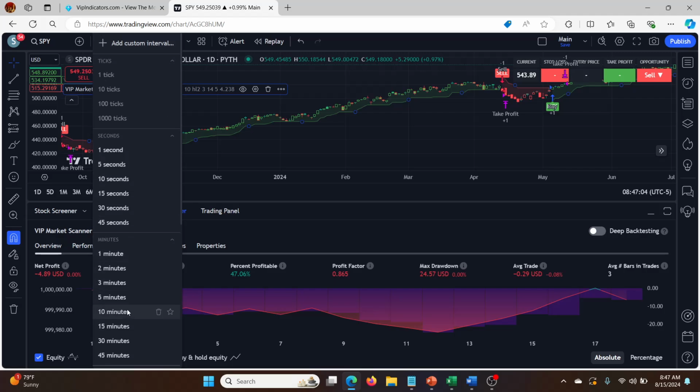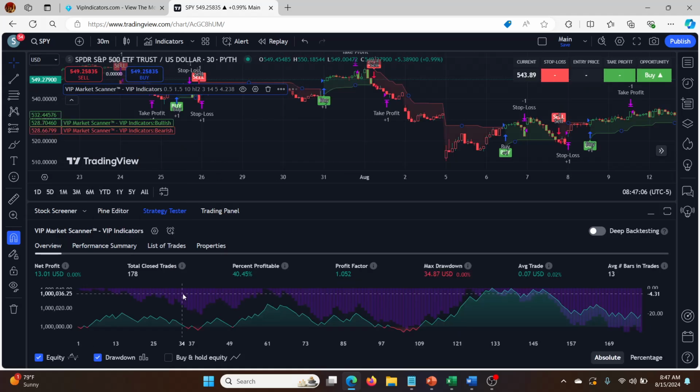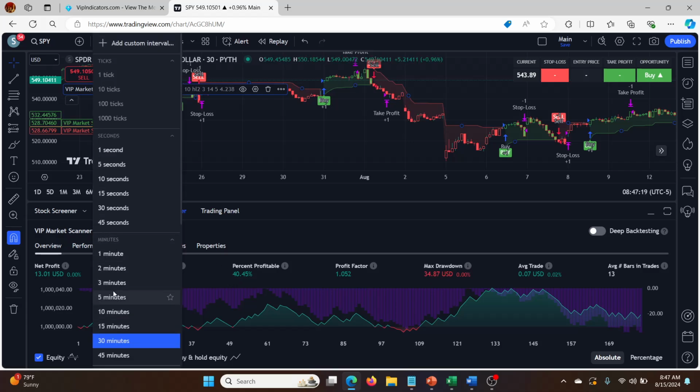And you can see if you go down, I think 30 minutes was the best time frame here. So you've got a profit factor just over 1, so not exactly huge and something to be raving about. But you can see the percent profitable is still only 40%. Look at a couple other time frames here.